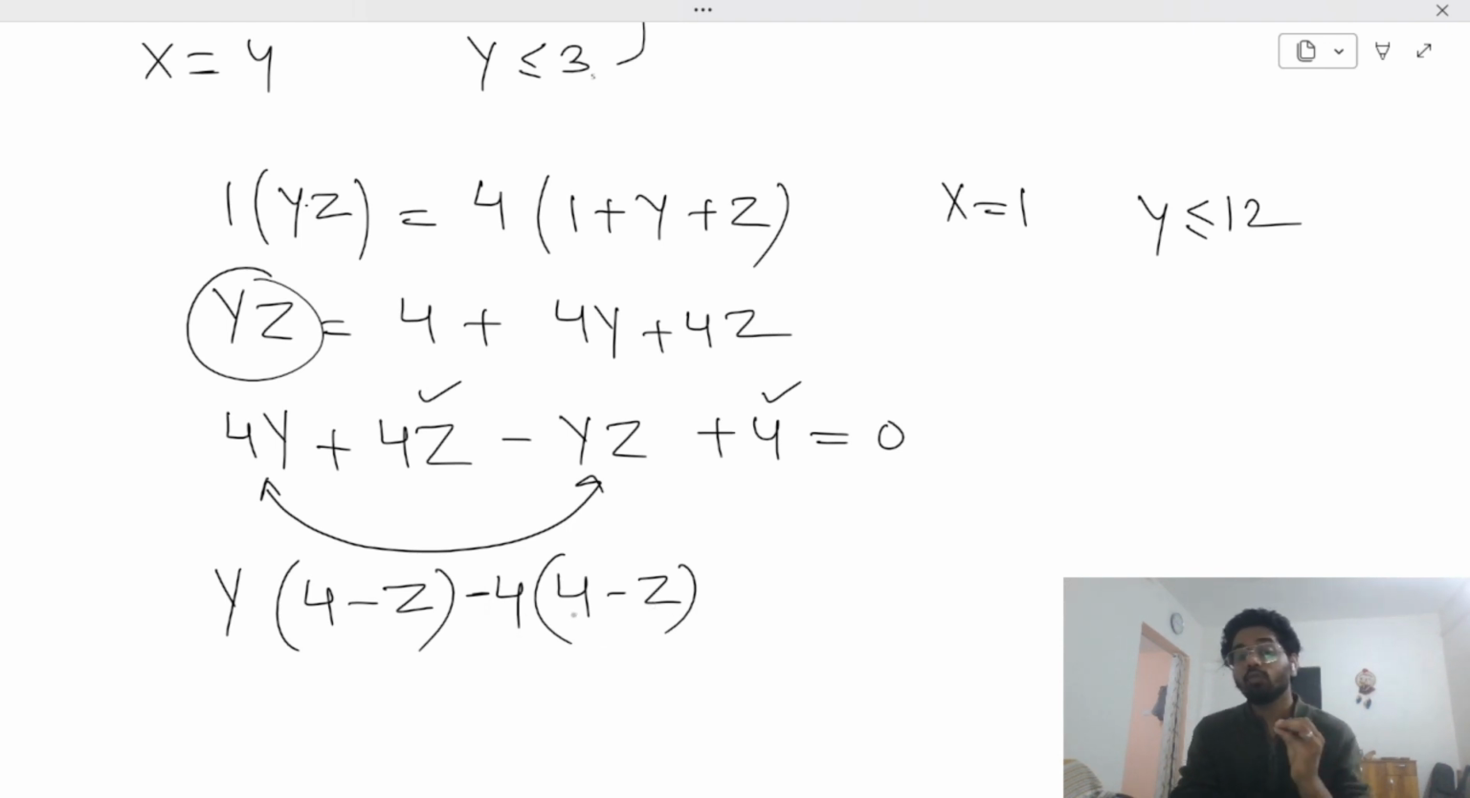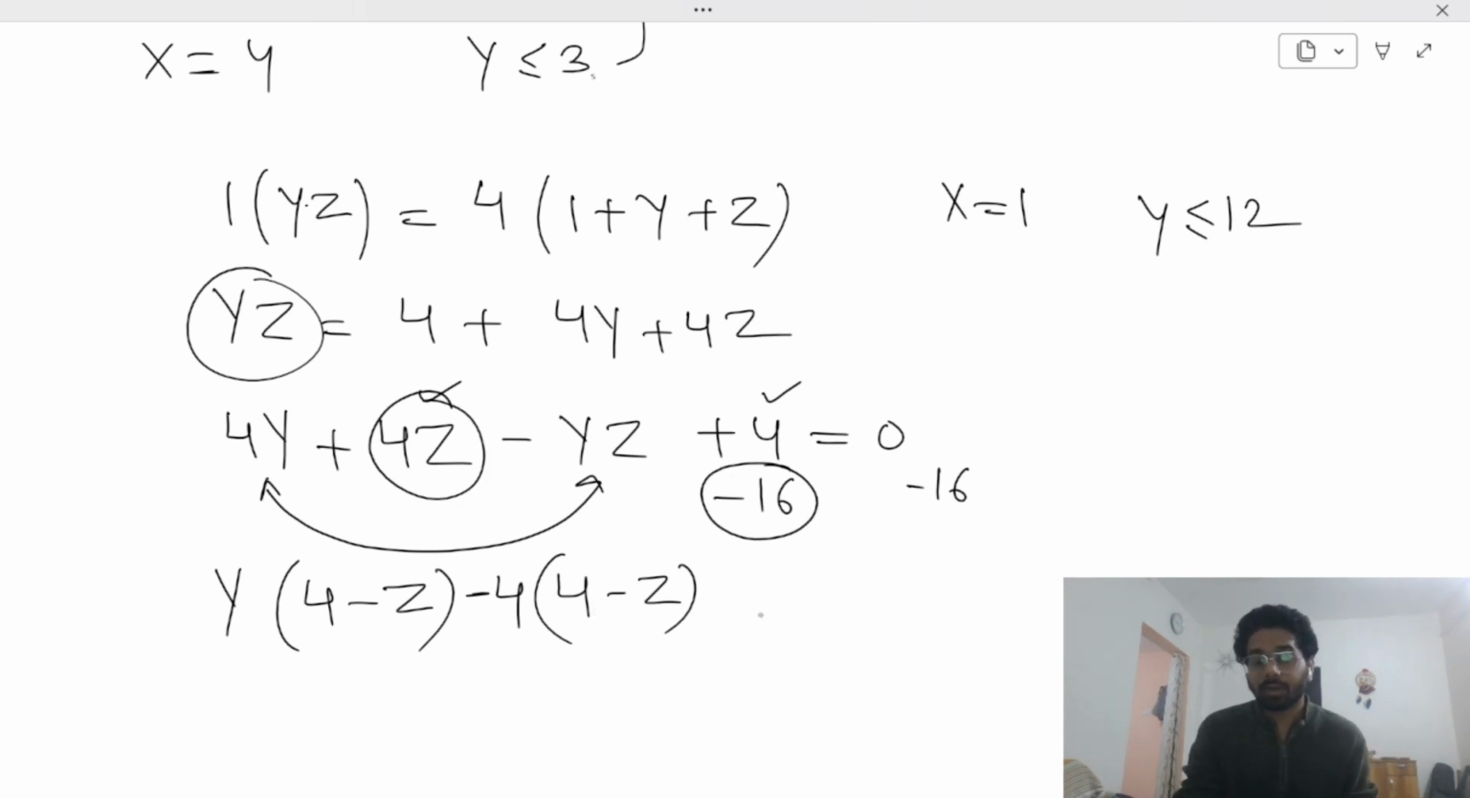And this gives us hope. Minus 4 into 4, minus 4 into 4Z. So the only thing that we are adding is minus 16 on both sides. That's what we are doing. Okay, so 4Z and minus 16, from here we are taking minus Z common. And from here, if I send 4 to the other side, we will have minus 4 minus 16. Hope this is clear to you.